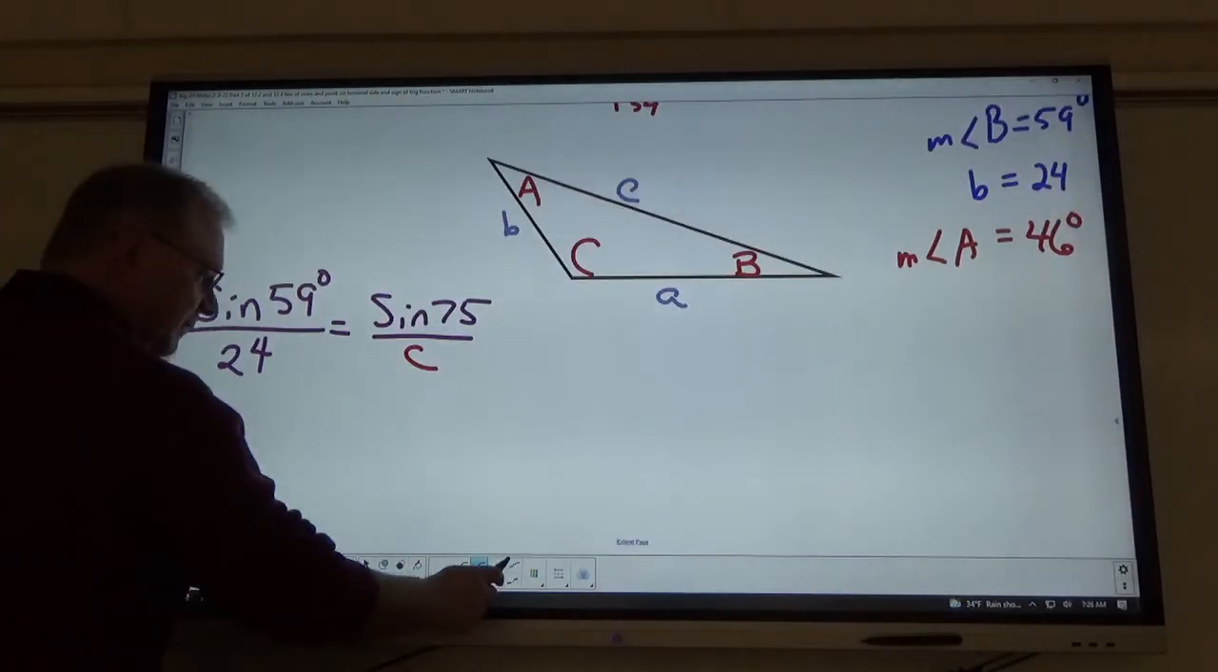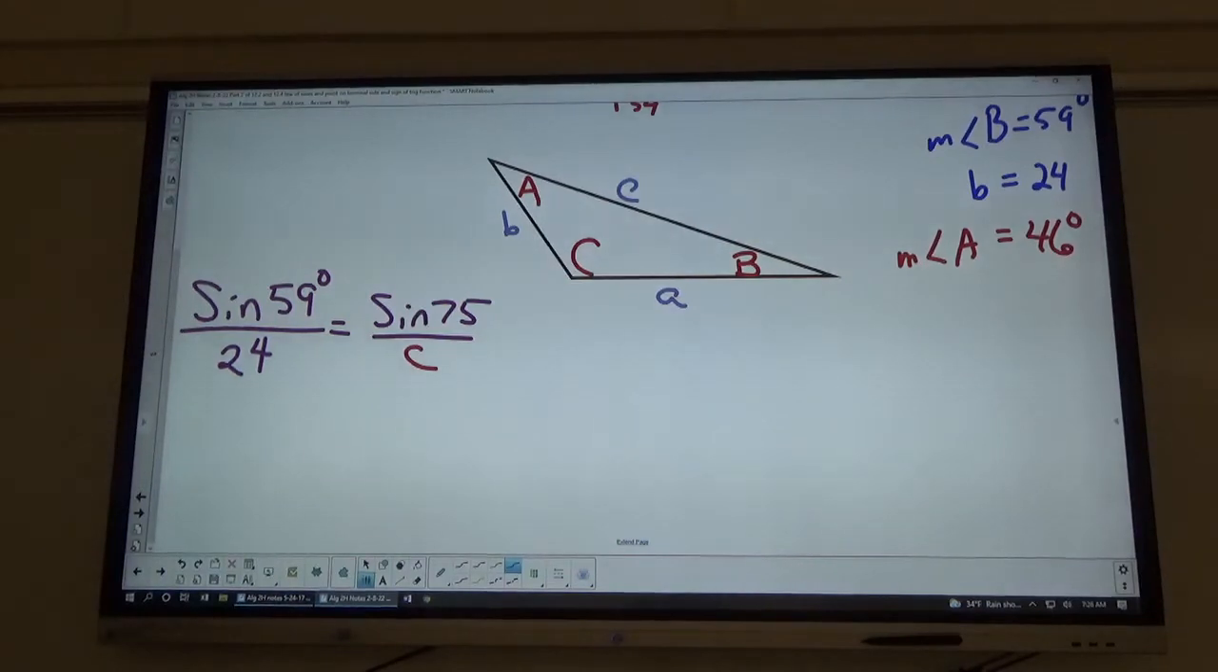So the first thing I'm going to do here is I'm actually going to do the calculation on my calculator for the sine of 59 degrees. And that is 0.8572.